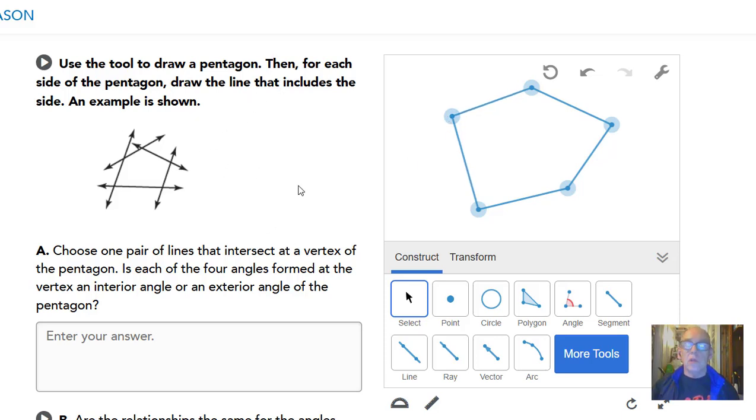And it says draw a line that includes the sides. So we're going to pick, say, this angle down here. I'm going to draw a pair of lines that go with the sides of this polygon. So we're talking about this angle right here. Now notice that you have this interior angle, which is some number of degrees. And then by vertical angles, this outside angle here is also congruent to this interior angle at this vertex.